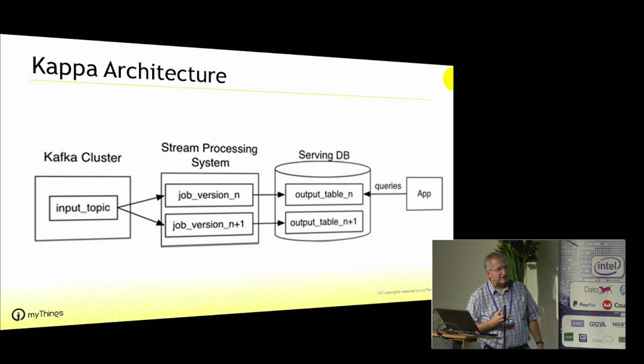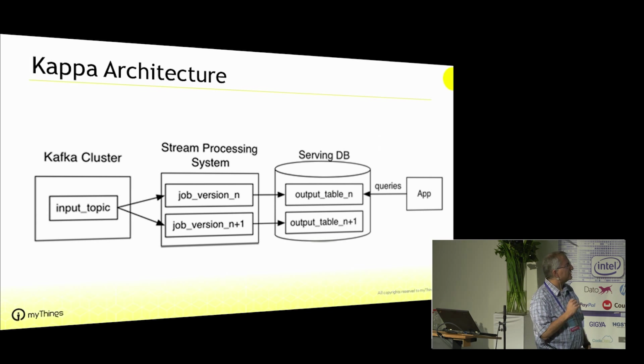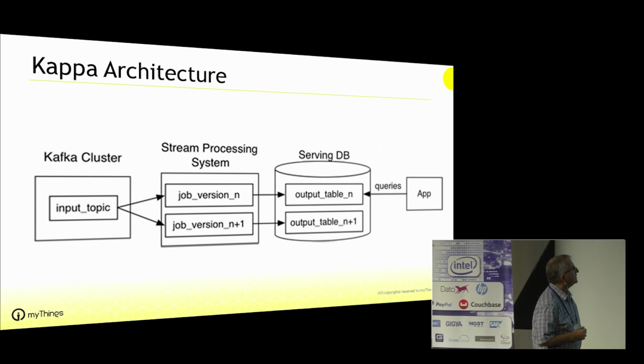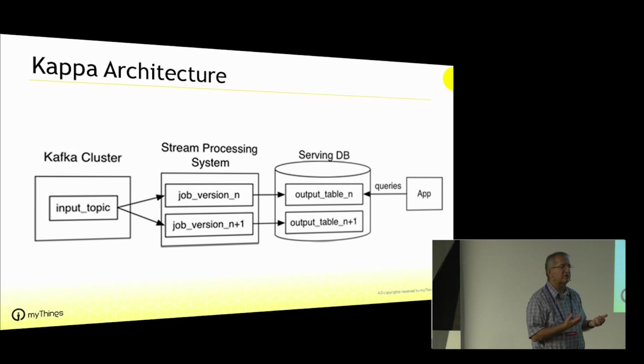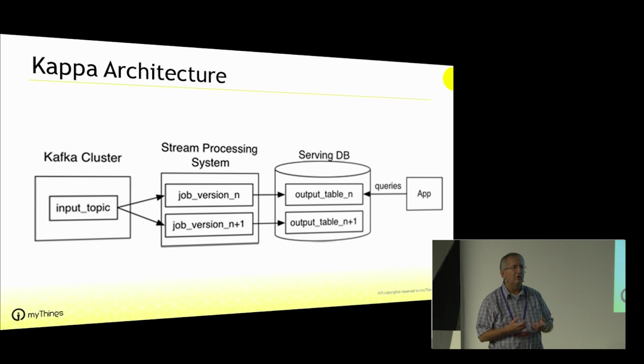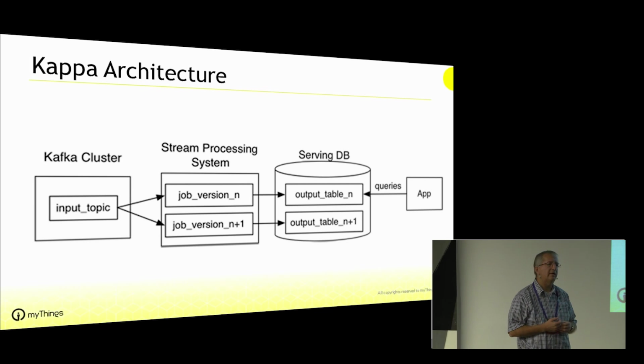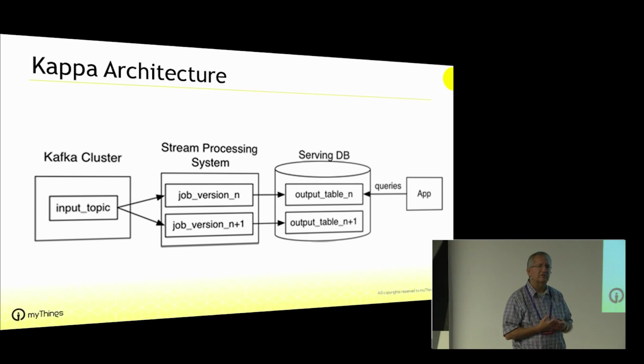Sorry for going fast, but I want to go to the gist of what the Kappa architecture is. The idea behind the Kappa architecture is that you have, again, the same Kafka cluster, which streams the data. But then instead of having two different systems, one for batch and one for online, you only have real-time stream processing components like Storm or Spark, which allow you to always build the freshest data.